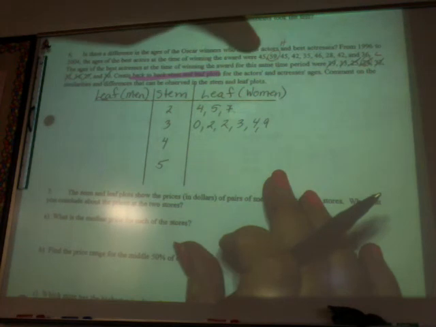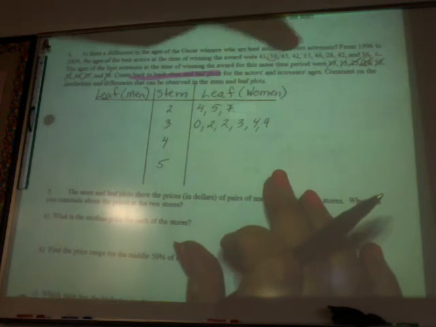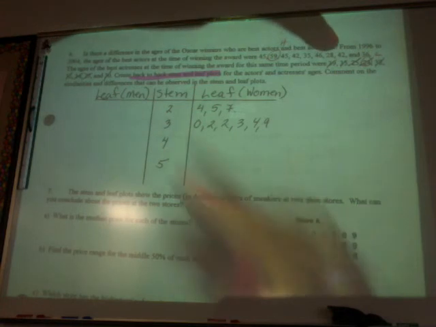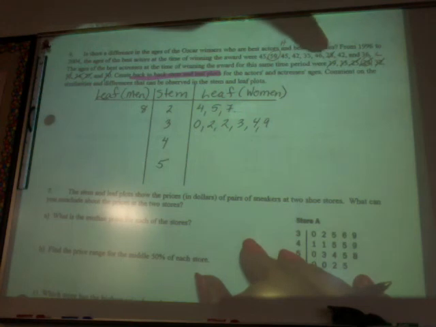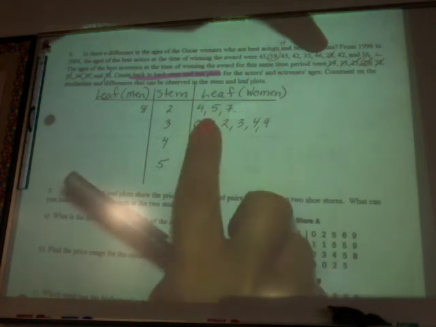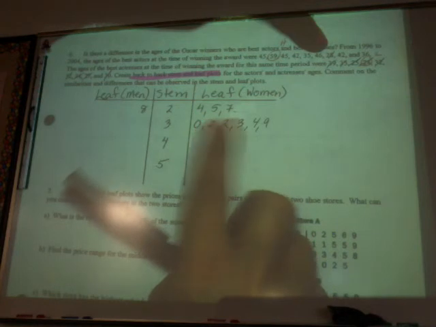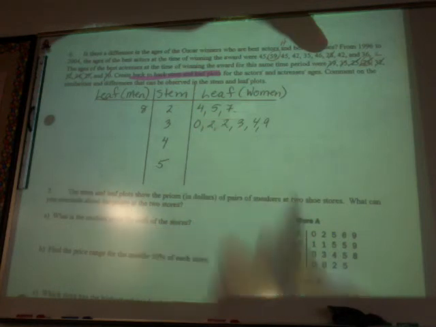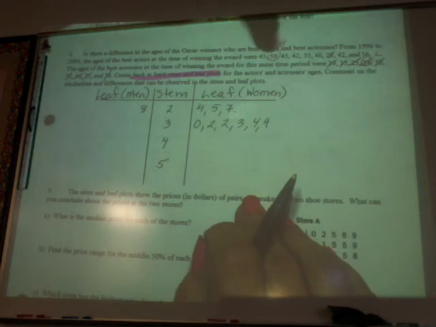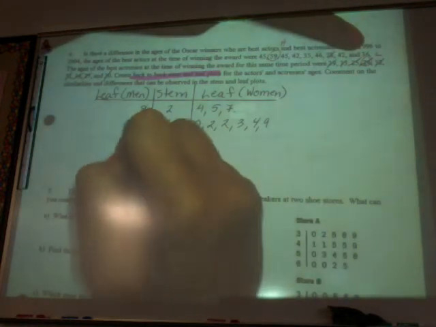So for the men, our lowest data item is 28. So we do have a 28, right? So we have an 8. And our 30s, so women are younger. Doesn't that make sense? And then for your 30s, we've got a 35, a 36, so that's it, right? So 5, and then backwards is 6.